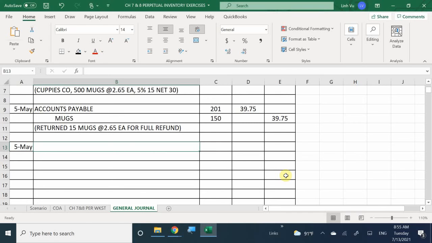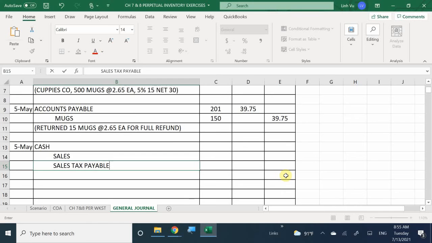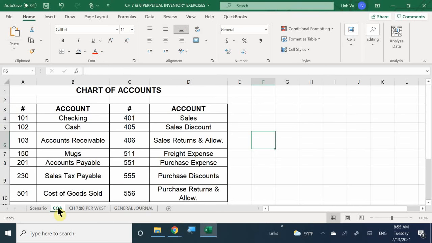Cash comes first, right? Okay. And then we have our sales and our sales tax payable. So let's take a look at our chart of accounts. Cash is account number 102. Sales is 401. Sales tax payable is 230.